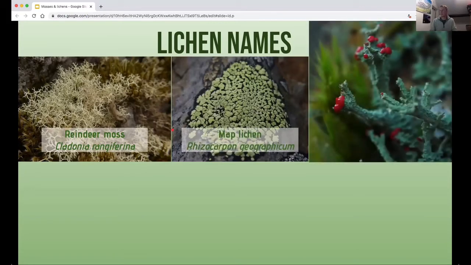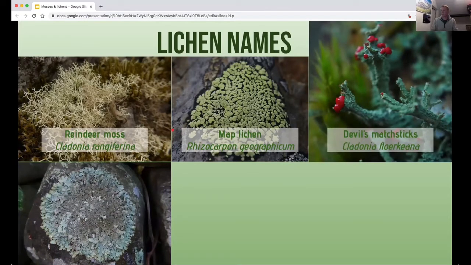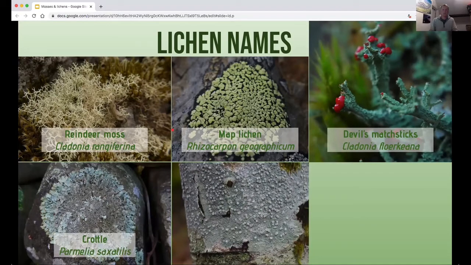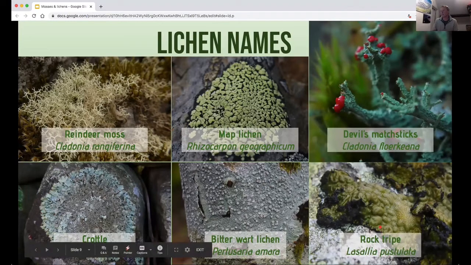An image we saw a little bit earlier with the matchstick head there, the devil's matchsticks. This one may not be so familiar, but it's widespread and you'll probably notice it from now on. It's called trottle. This one looks a bit warty in the woodland and it's known as bitter wart lichen. And then this one looks a bit like blisters and pustules, and its Latin name is pustulata. So it gives it a kind of context for that, the shape of these structures there, or rock tripe.